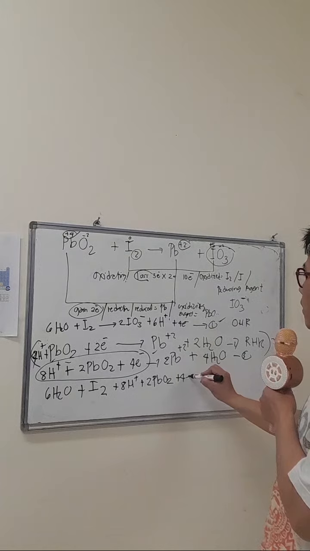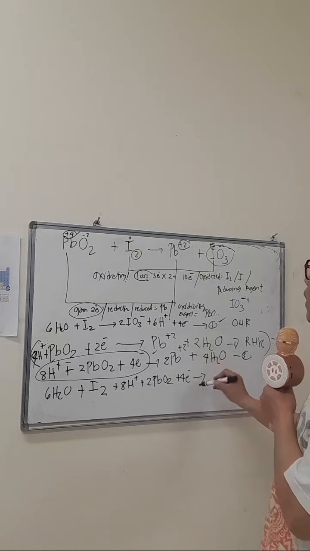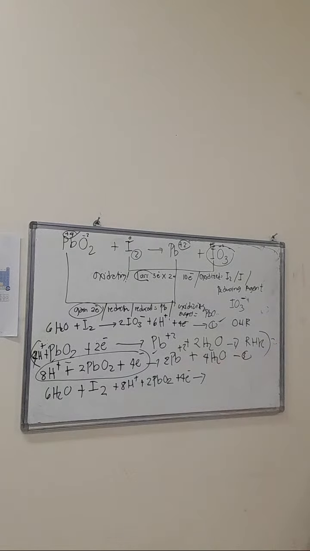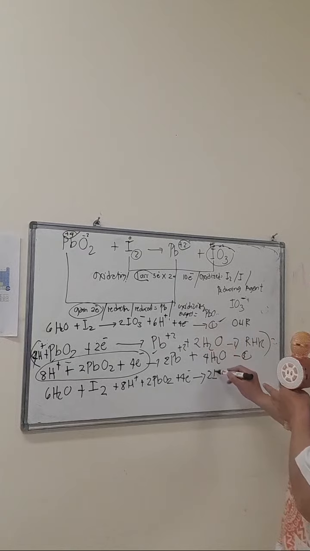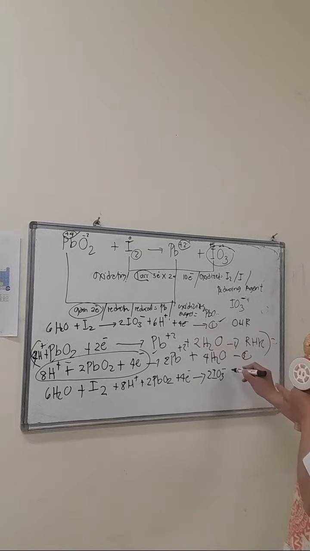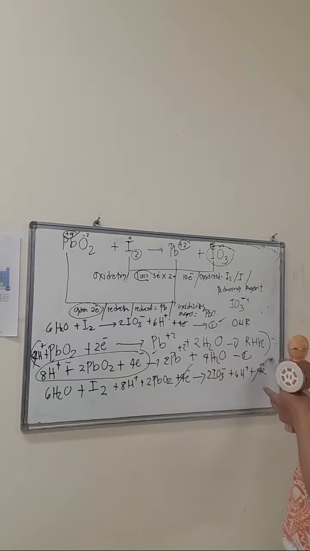And then we have all the products also. So all products: 6H2O plus I2, 8H plus, 2PbO2 plus 4 electrons. So we have 2 iodate, plus 6H plus, 4 electrons. The 4 electrons will be cancelled because they are on opposite sides. Cancel the electrons, so what will be left is like this.